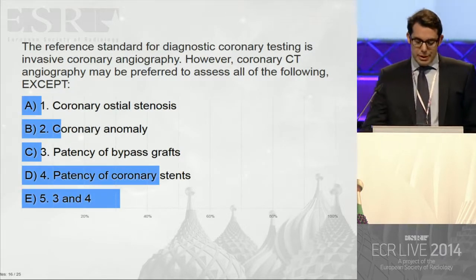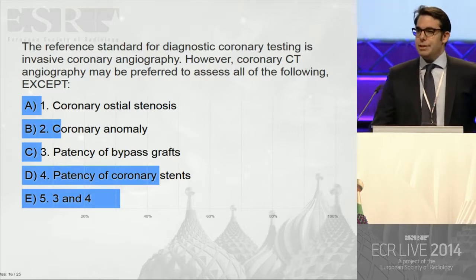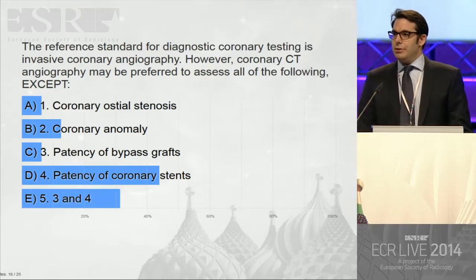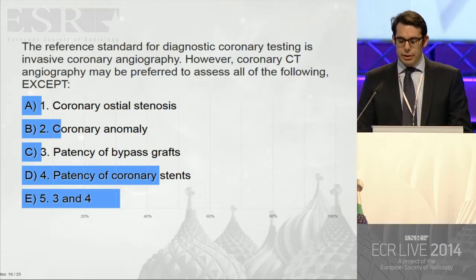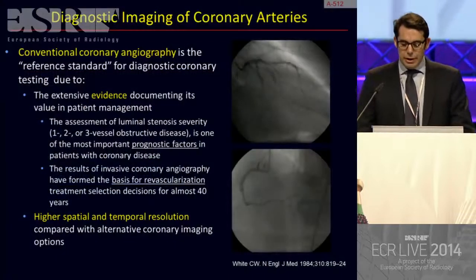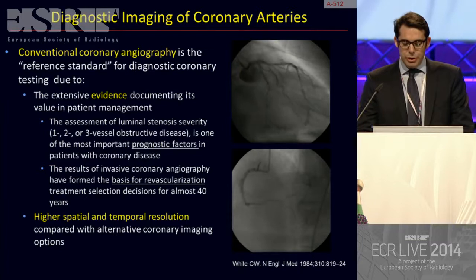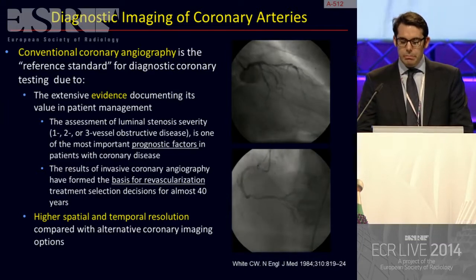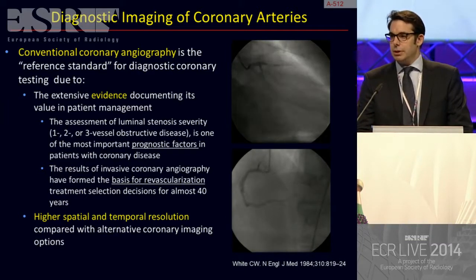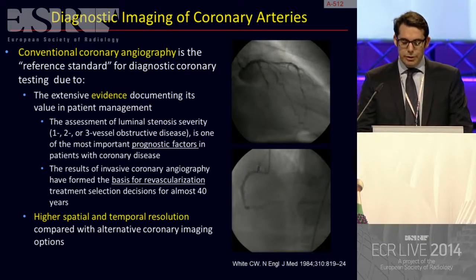So coronary stents is what people answered, and I agree with that. Patency of the stents. Coronary angiography, the conventional angiography, is the gold standard for that. Some people also said 3 and 4, bypass and stents. Let's look at these images. Again, diagnostic imaging usually is done by conventional coronary angiography, and it's very difficult to beat this imaging modality because of its temporal and its spatial resolution. So we are not there yet.